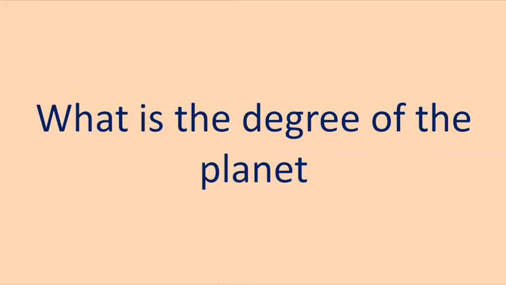What is the degree of the planet? As we all know, for odd signs, 0 to 6 is when the planet is infant. 6 to 12 is when the planet is, let's say, young. 12 to 18 is when the planet is mature. 18 to 24 is when the planet is old. 24 to 30 is when the planet is considered dead.